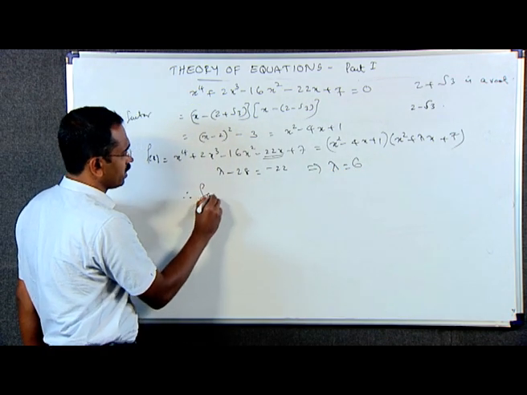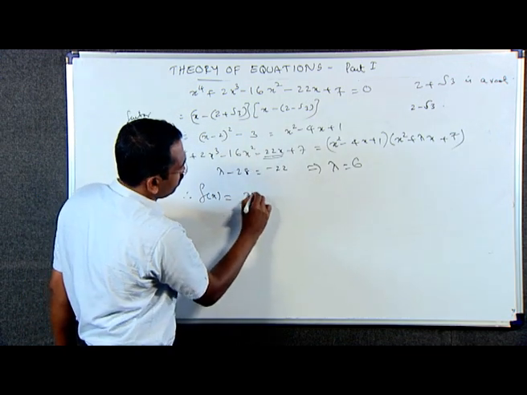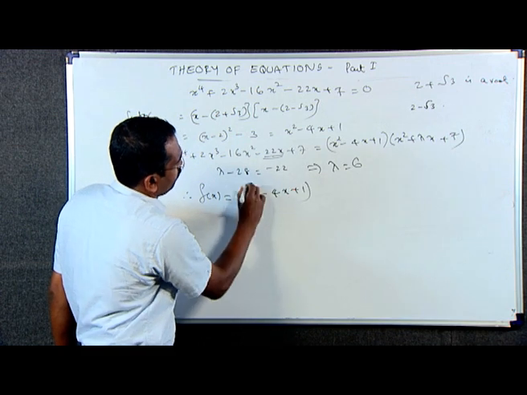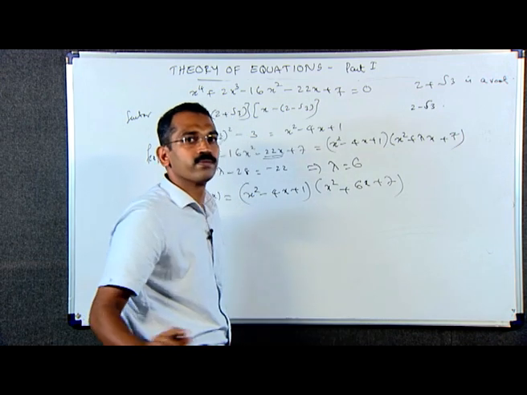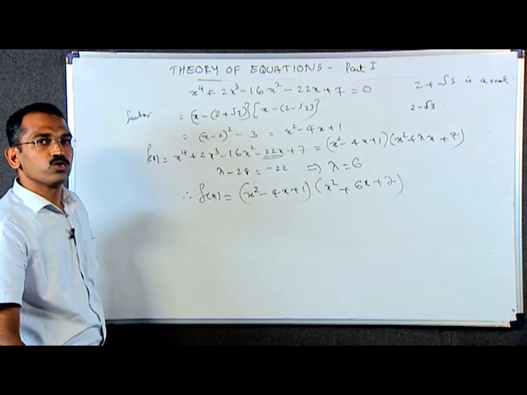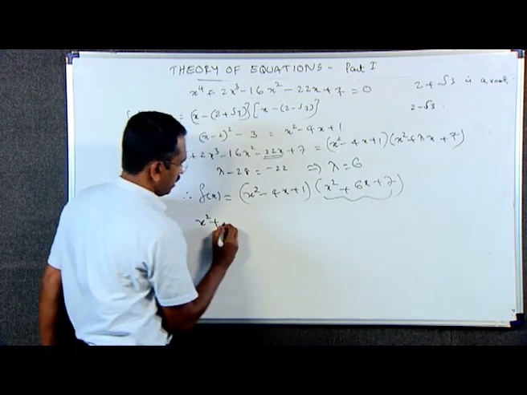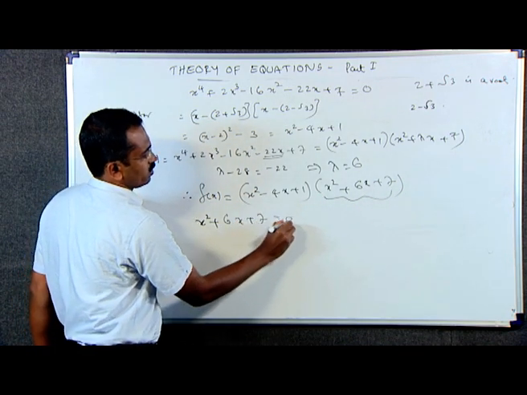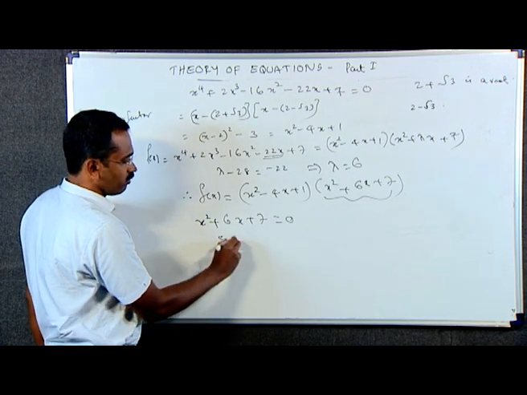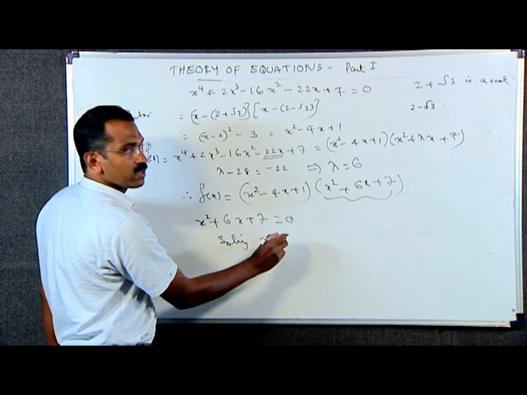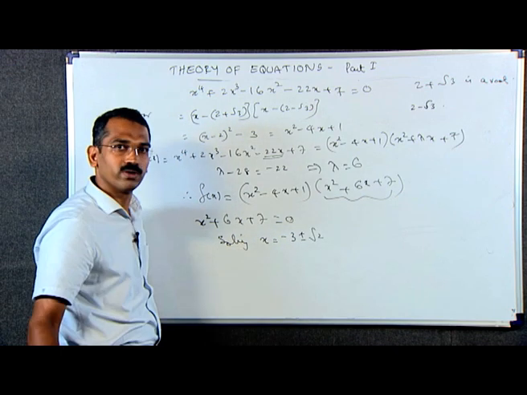Therefore, f of x can be written as x square minus 4x plus 1 into x square plus 6x plus 7. The remaining two roots are given by solving x square plus 6x plus 7 is equal to 0. By solving this equation, we will get the remaining two roots. On solving, we will get x as minus 3 plus or minus root 2 by quadratic form.